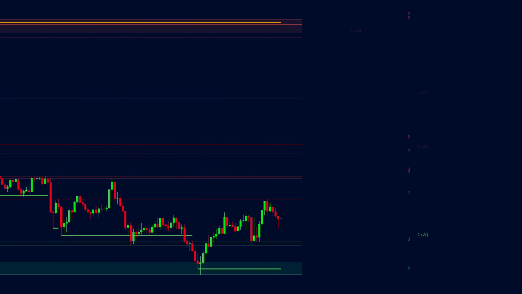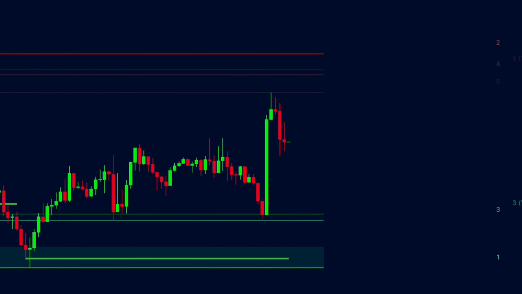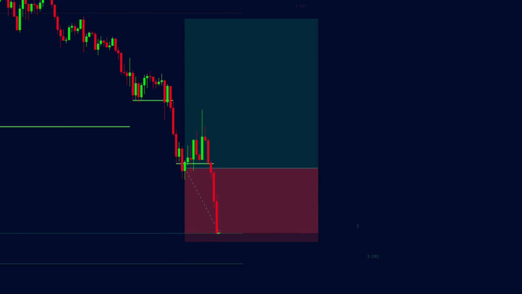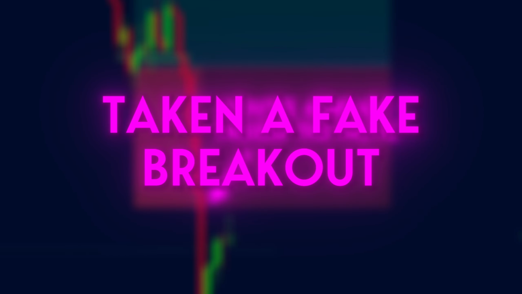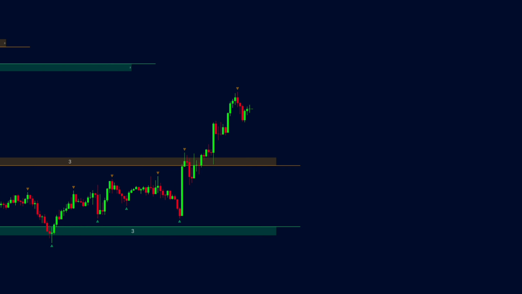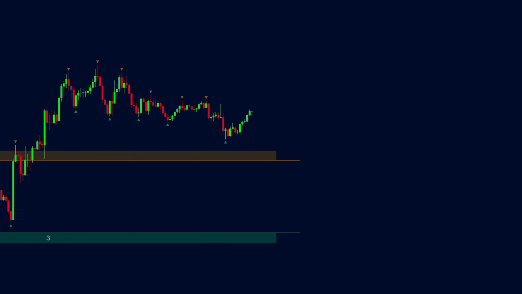You know what's wrong with most support and resistance indicators? They draw lines everywhere, and by the time you figure out which ones actually matter, you've already missed the move, or worse, taken a fake breakout that stops you out. And that's exactly why you need to see this indicator everyone is talking about.